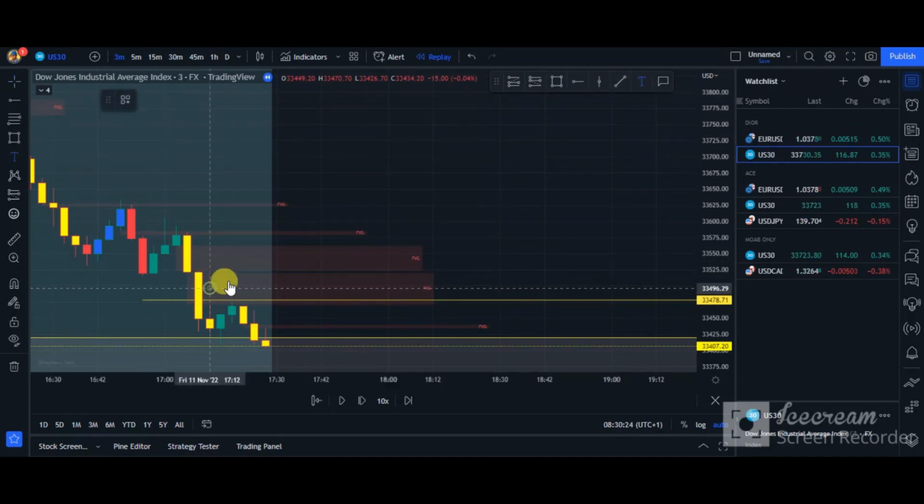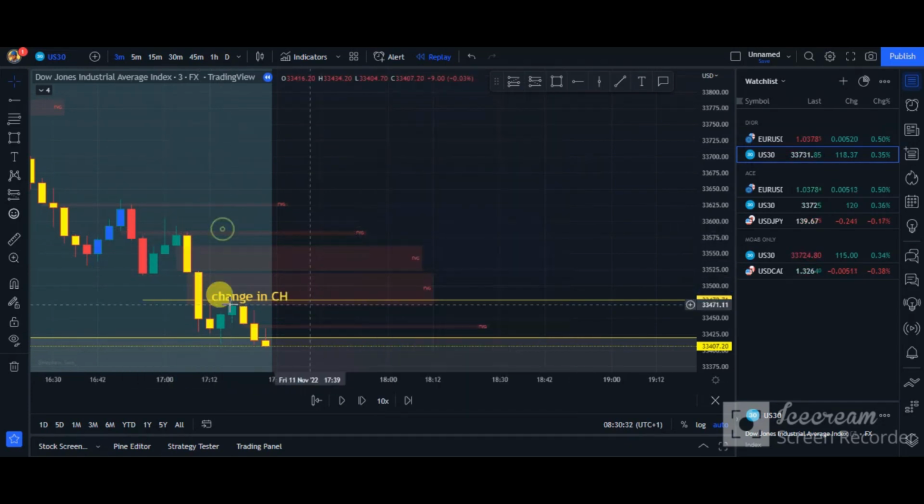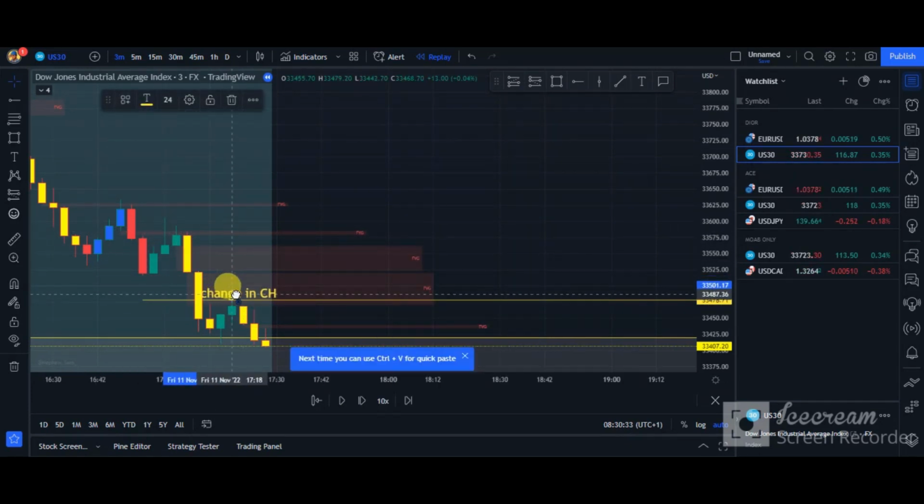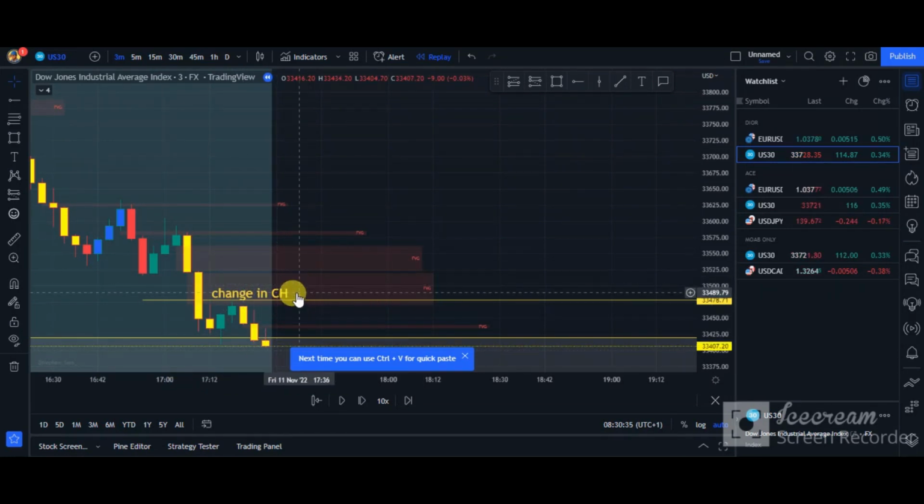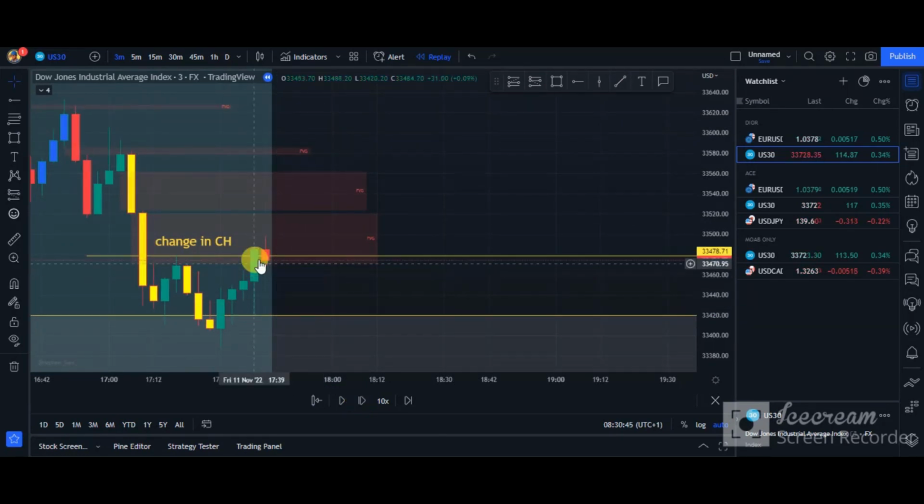We want to see a change in character. So what this clearly means is that you want to look for a breakout of this structure. You want to see price break above this line to confirm that price is going to go up. So let's see, you're waiting, and yes, guys, you can see price broke out at this point.